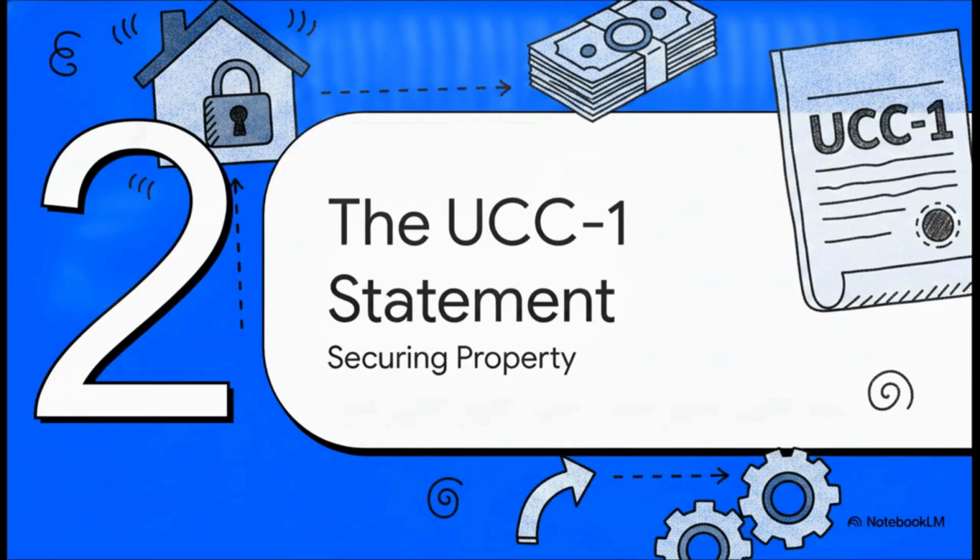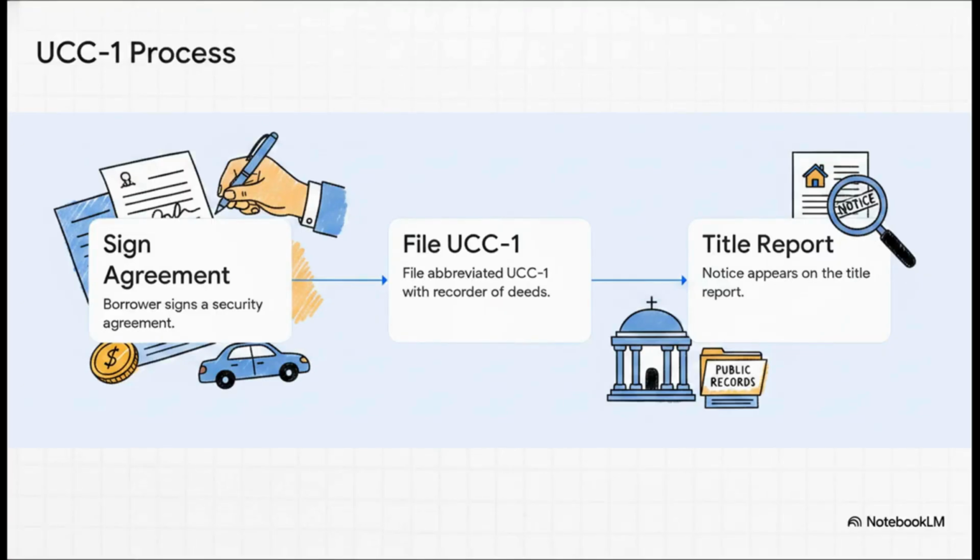Part 2, the UCC-1 financing statement. Let's see how lenders secure this property. The UCC requires security instruments to be properly documented, and this happens in 3 clear steps. First, the borrower signs a security agreement. This must include a complete description of the personal property used as collateral.